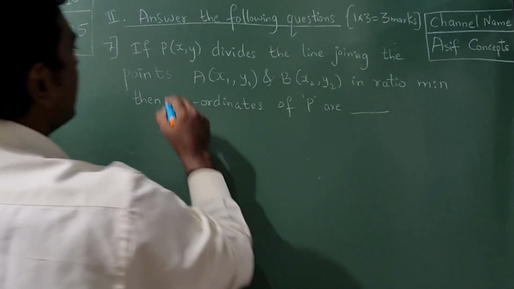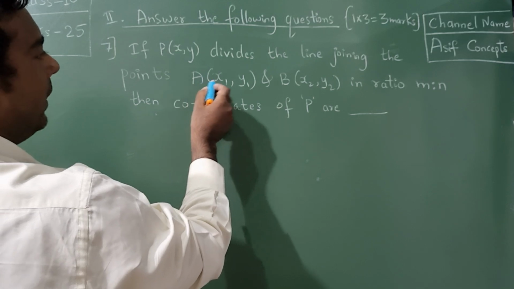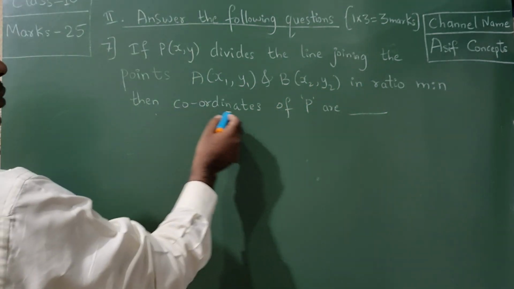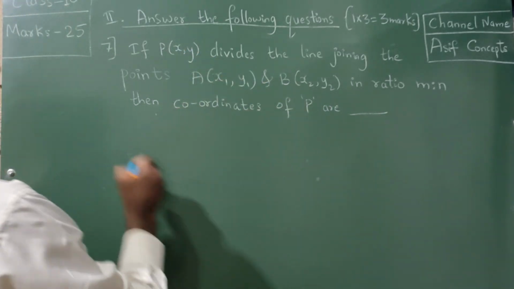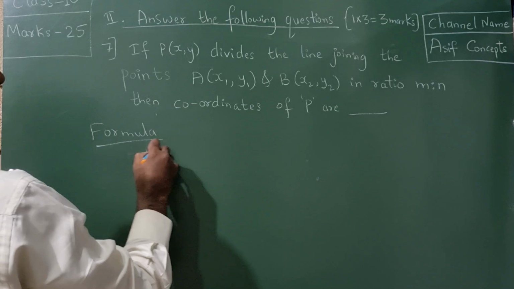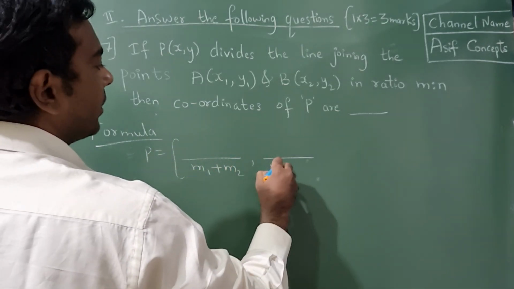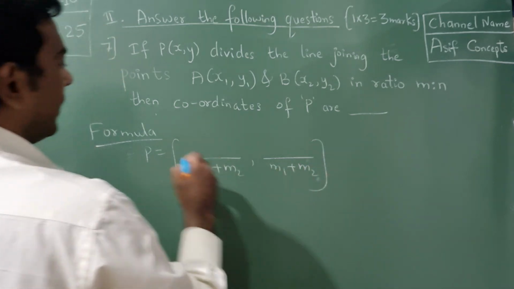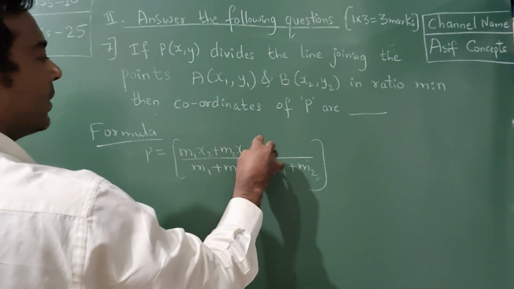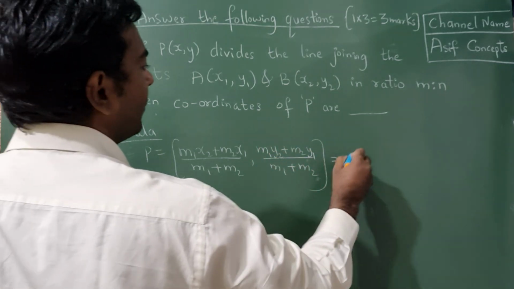Now seventh question is, if P of x comma y divides the line joining the points A x1 y1 B x2 y2 in the ratio m is to n, then coordinates of the P are. So first let me write the formula. So it is m1 plus m2, here also m1 plus m2. Here I am going to write m1 x2 plus m2 x1, m1 y2 plus m2 y1.